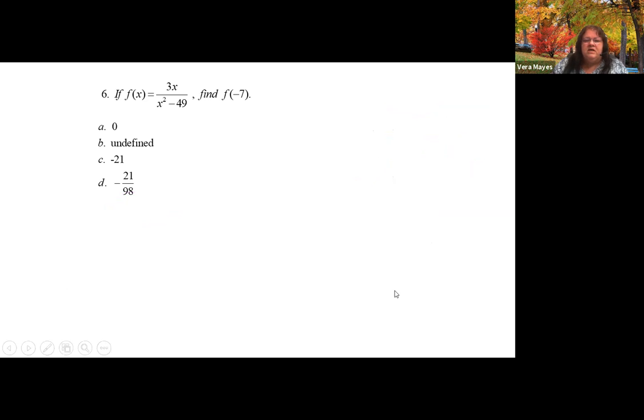So this one, they gave us a function, which we know is the same thing as y, right? That's our buddy y. And they said, find the value of this function when x, whatever's in the parentheses, remember this started out with x in the parentheses, is -7. So everywhere we see an x, we plug in a -7, and then we simplify.